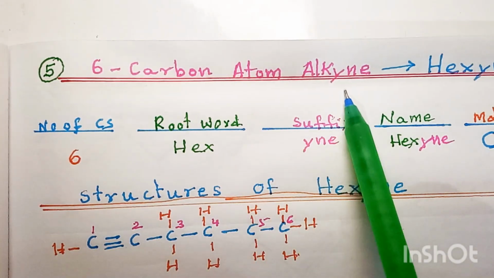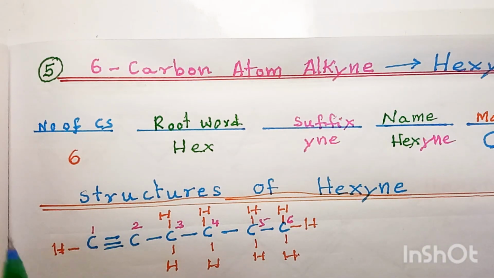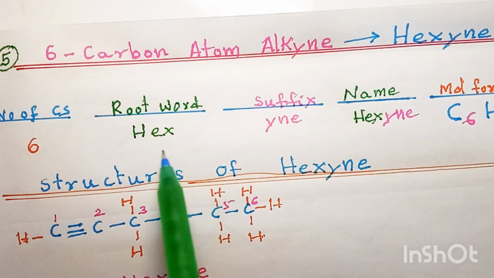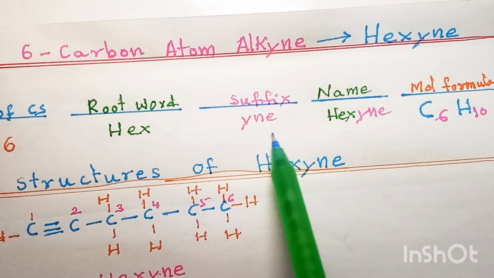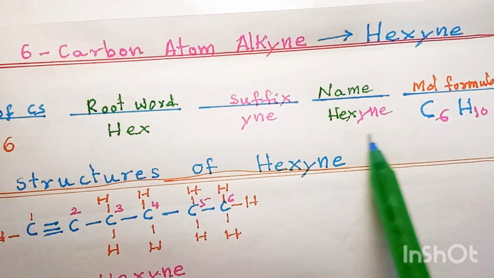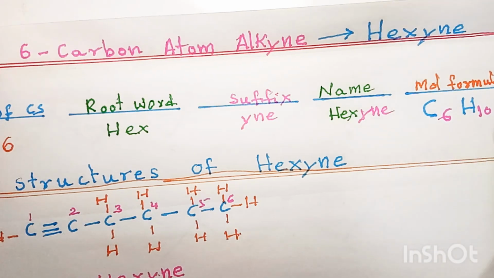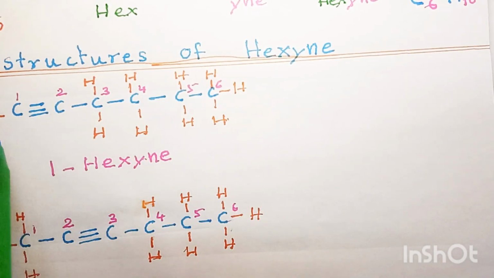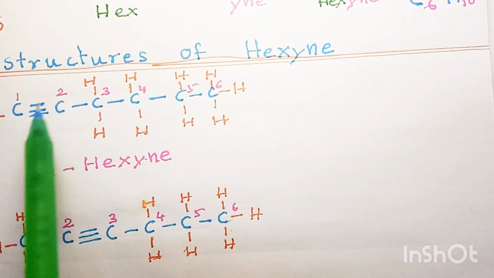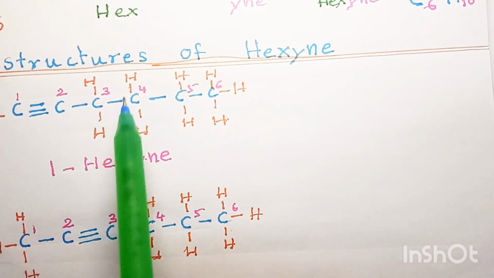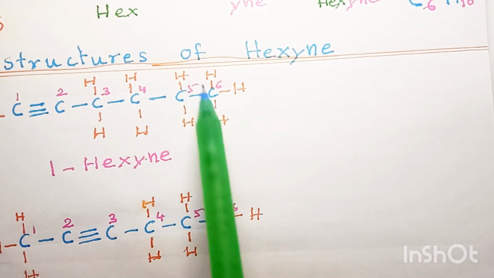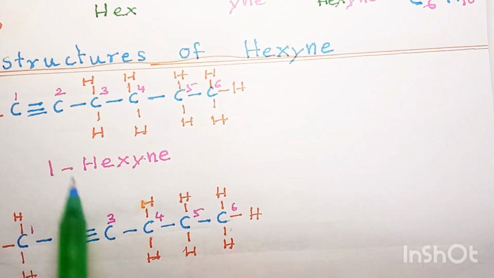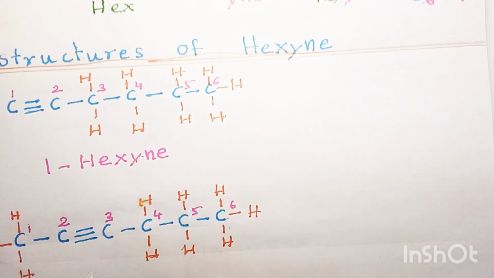A 6 carbon atom alkyne is called hexyne because since the number of carbon atoms is 6, it is called hex, and the suffix is yne, so the name is hexyne and the molecular formula is C6H10. Let's see the structure of hexyne. HC, triple bond C, single bond CH2, single bond CH2, single bond CH2, single bond CH3. This is 1-hexyne because the triple bond is starting at carbon 1.